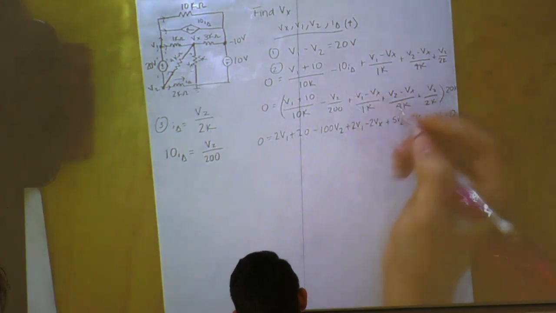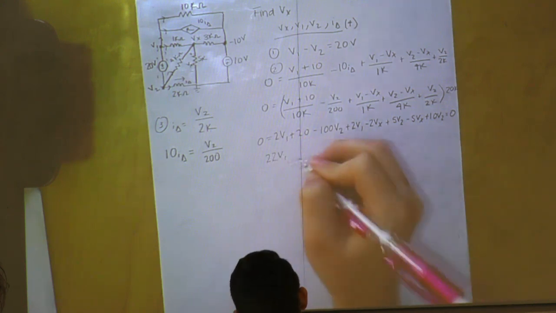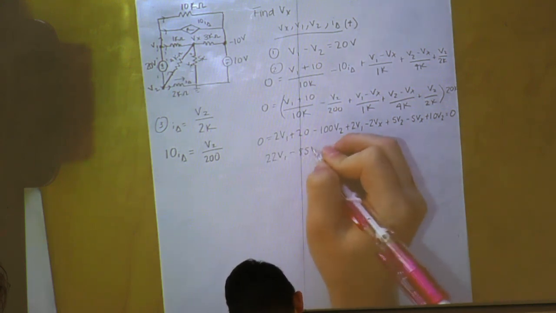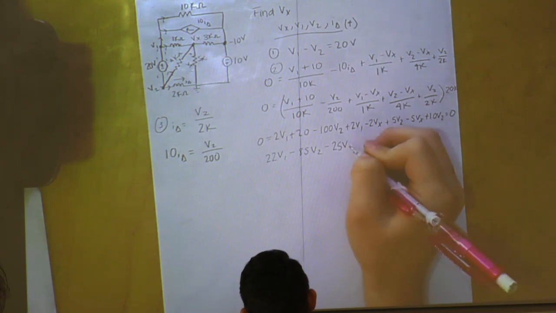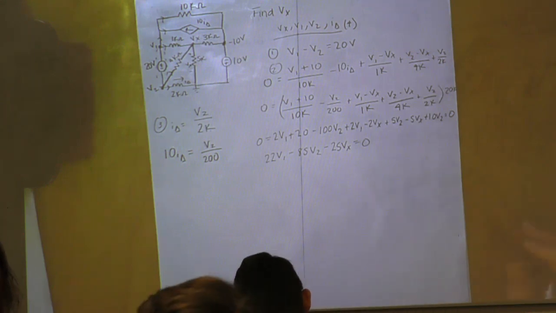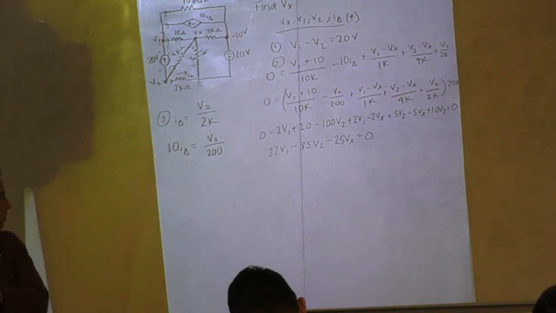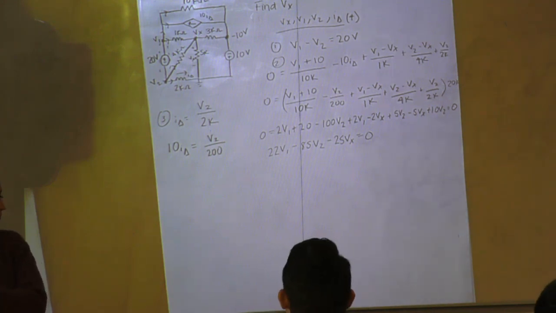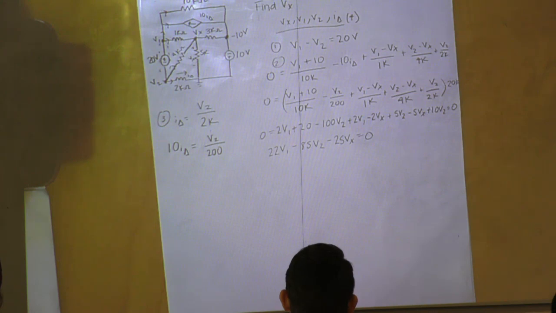Go ahead and combine like terms. Our V1 term comes out to 22. Our V2 comes out to negative 85. And then our Vx comes out to 25. Does anyone have questions about how I simplified that? So now we're still going to need one more equation involving V1, V2, and Vx to be able to solve for all three.